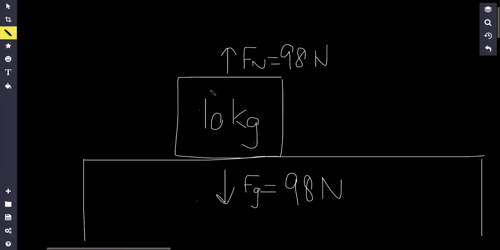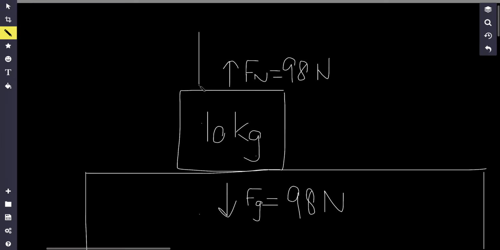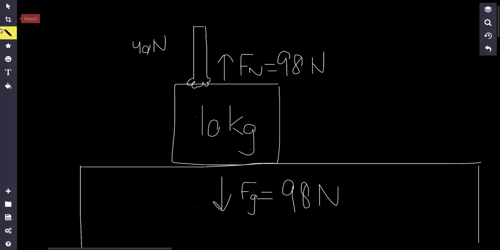Let's say this is my hand, and let's say I lift this block up by 40 newtons. The normal force is actually going to change in this scenario. All right. Now, why is that?